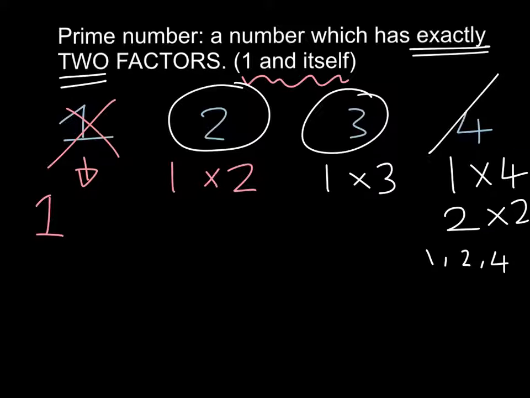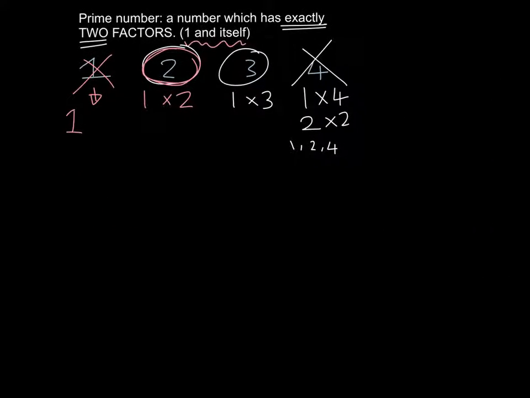Now, as long as I can find more than 2 factors, so it's got 1, 2, and 4, it cannot be a prime number. And in fact, 2 is very special. It is the only even prime number because every other even number after that is going to have 2 as a factor, so they cannot be a prime number.